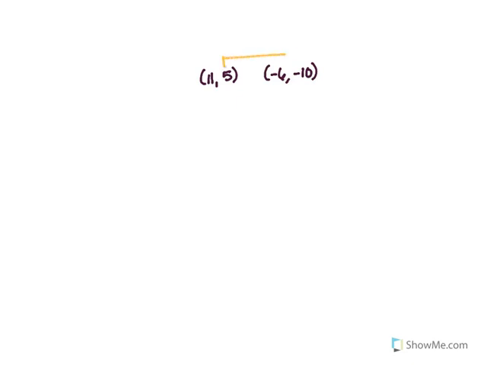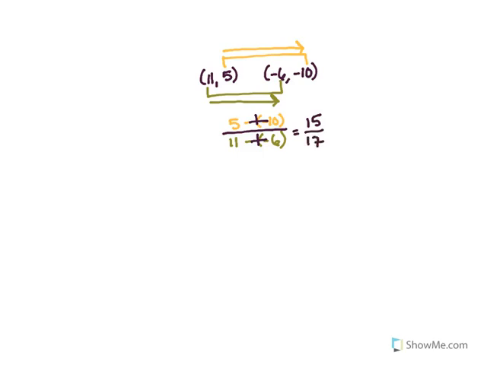So let's do y's on top again, x's on bottom, and I'm going to work from left to right this time. That gives me 5 minus -10, work from left to right again, and that gives me 11 minus -6. These double negatives turn into positives. So we have 15 on the top and 17 on the bottom. And that's our final answer.